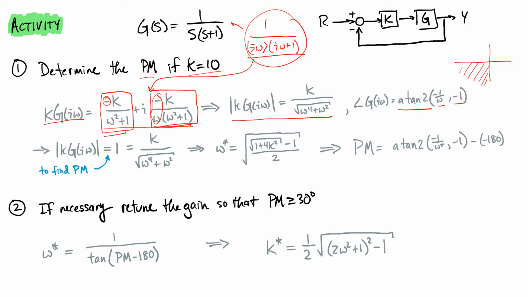So now what we're going to do is just evaluate. When k is equal to 10, then we can go ahead and plug that in. We can go a little bit further with our math, though, in that we can figure out the phase margin. The phase margin is specifically where the value of omega, where the gain is equal to 1.